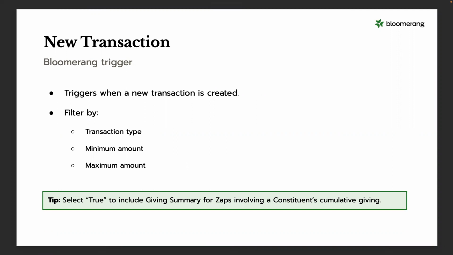So new transaction will trigger a Zap to run when you create a new transaction and save it. Just as we filtered in the new or updated constituent triggers based off of individual or organization, we have different filters that we can set in our new transaction trigger. So we can filter by transaction type, a minimum amount, or a maximum amount. And similar to the updated constituent trigger, we can also choose to include cumulative giving history and household information.